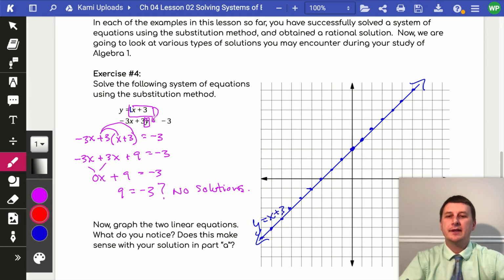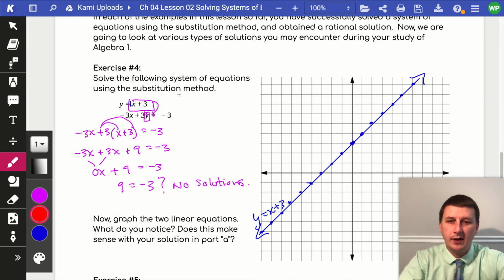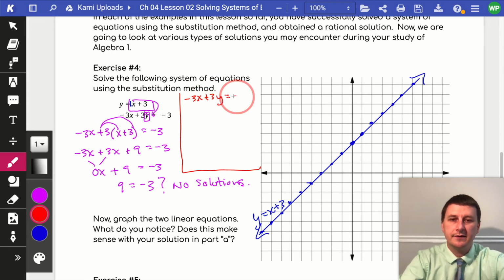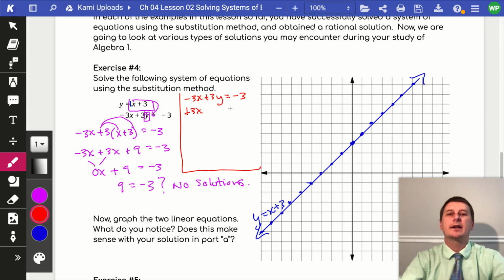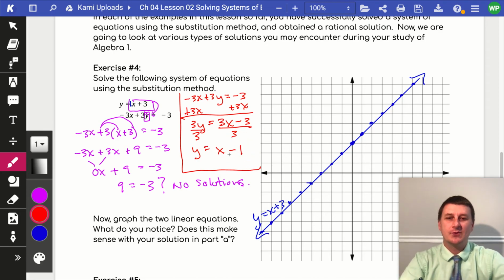Now, before we could graph this equation over here, we're going to have to isolate y. So I'm going to isolate y right in this box right here. Negative 3x plus 3y is equal to negative 3. And let's isolate y by first adding 3x to both sides. Let's be left with 3y equals, I'll put my x's first, 3x minus 3. And I'm going to divide both sides by 3, and I will be left with y is equal to x minus 1. So I have y equals x minus 1 here, and I'm going to graph that line.